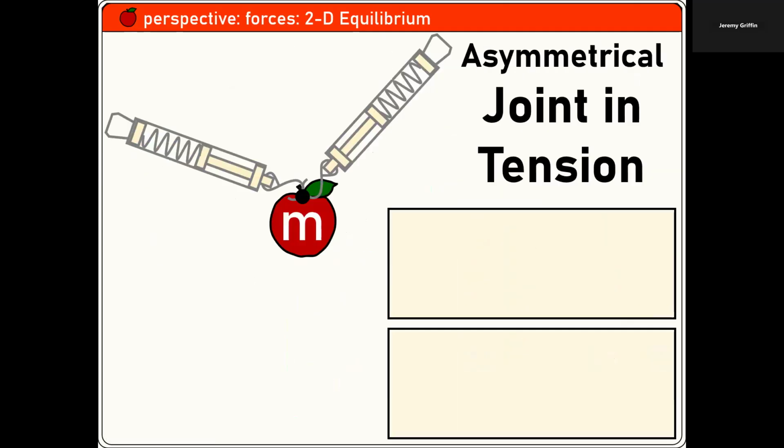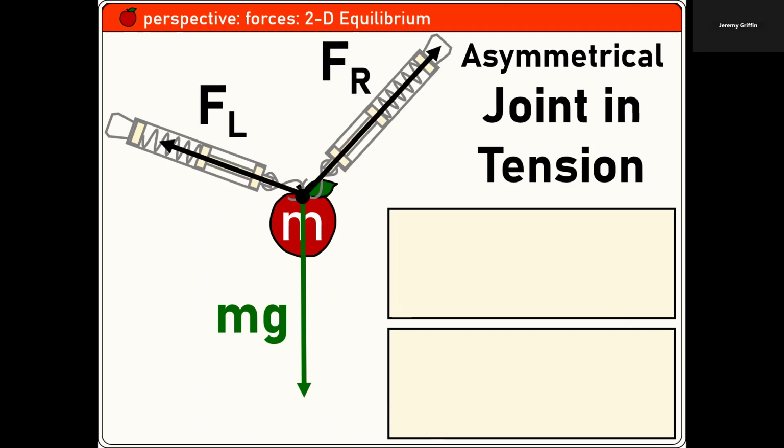Okay. What if it's asymmetrical? Because the last slide was symmetrical about the vertical axis, but now this one's all wonky looking. Okay, so let's have the weight down. It's getting kind of similar, but a little different. There's maybe the left force and the right force. Okay. Guys, which force do you think would be larger in magnitude, the left side or the right side?